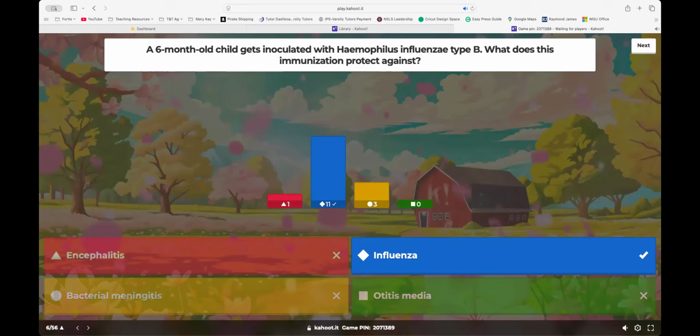So Haemophilus influenzae B, our Hib vaccine, protects them from influenza.